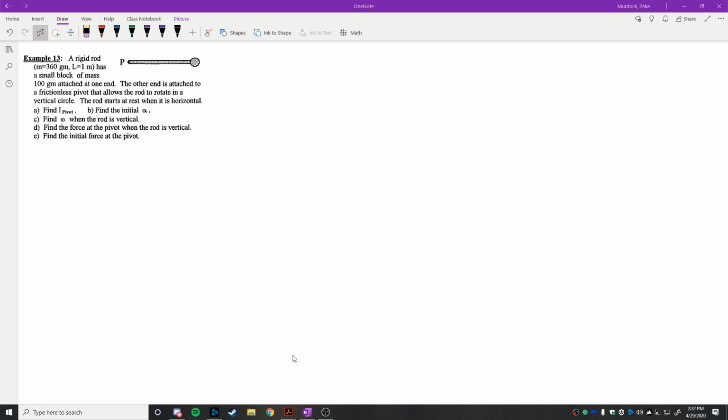Okay. All right, so let's get this problem done. This problem is quite tricky. So a rigid rod, with a mass of 360 grams and a length of 1 meter, has a small block of mass 100 grams attached to the end.